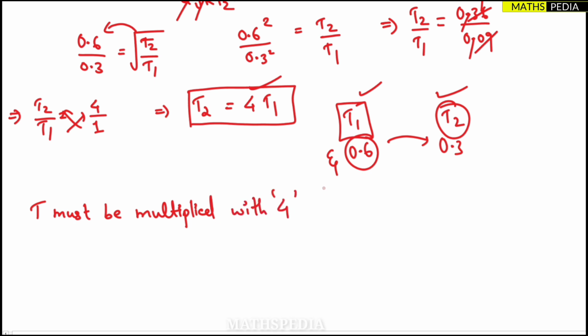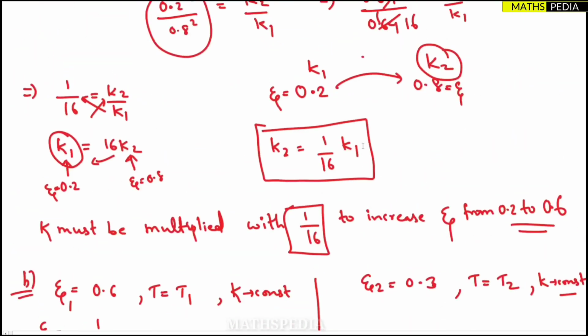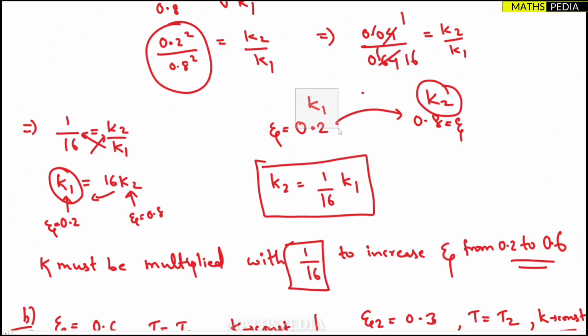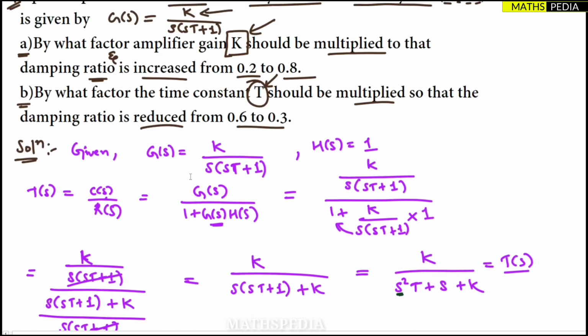4, to reduce zeta value from 0.6 to 0.3. So always remember that you have to get t2 equal to something, because you have to multiply with t1. Here also same thing. Here you have to multiply something with k1, that is nothing but 1 by 16. So multiply 1 by 16 with k1 so that you can get the k2 value. Okay, the increased value and decreased value we got.